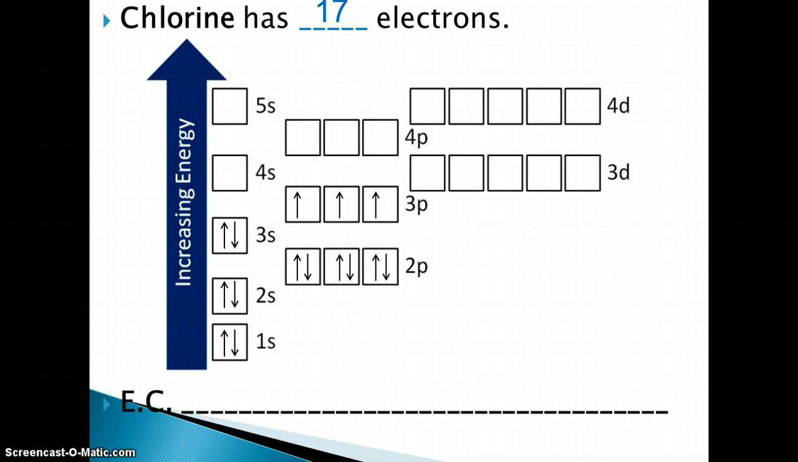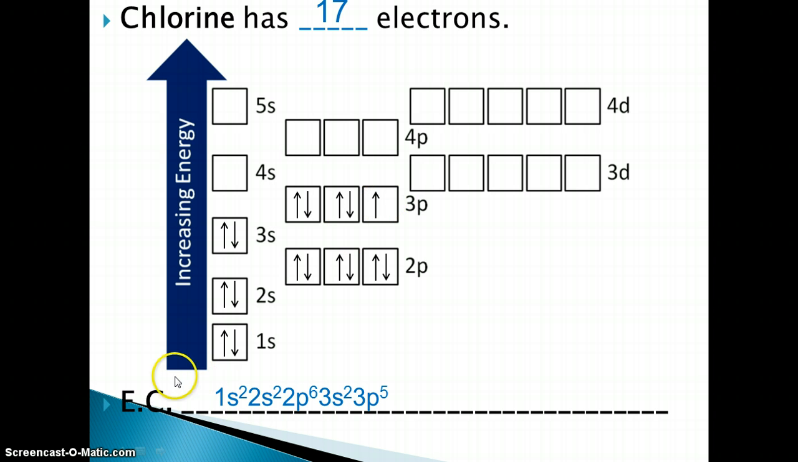Notice that we're putting them up instead of down because we want to follow the Aufbau principle by building up. We want to follow Pauli exclusion by having up and down arrows in each box. And we want to follow Hund's rule, which says that we want to go all the way across before pairing up. So now we're going to fill in our last electrons this way. So we have 2, 4, 6, 8, 10, 12, 14, 16, and 17.